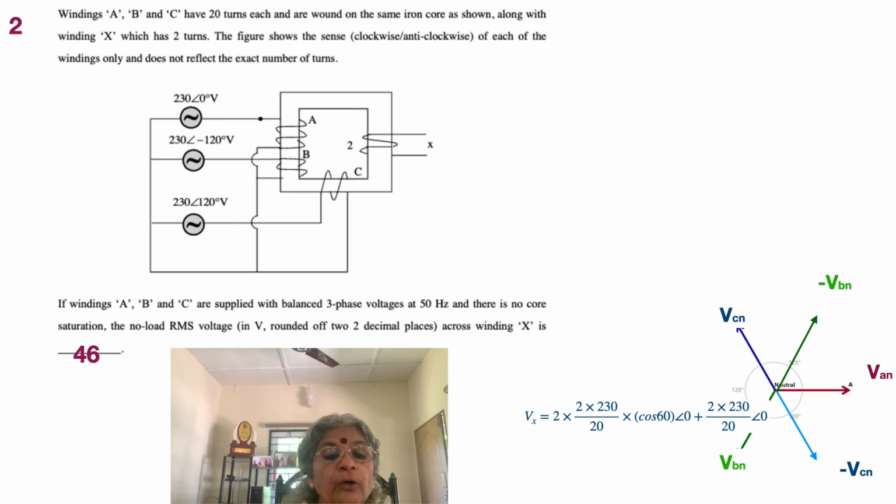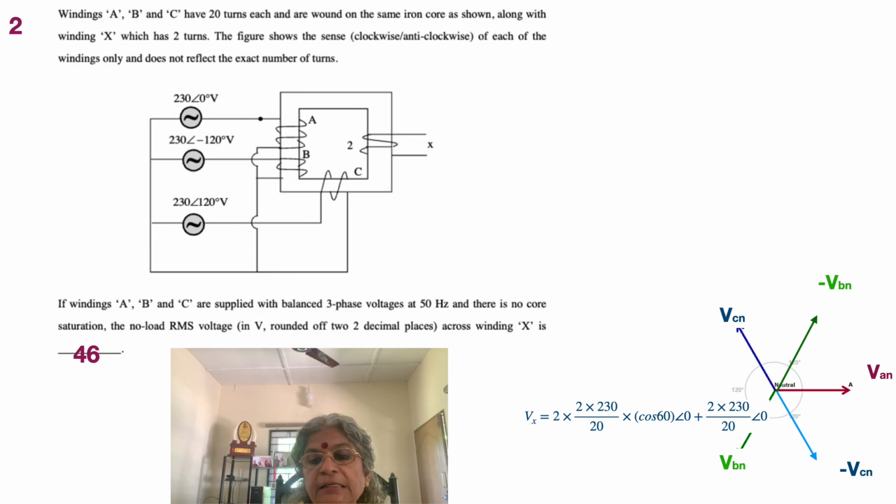The given voltages are RMS values, and they are the phase voltages, because each of these coils is connected across the phase and the neutral. The question asks for the no-load RMS voltage in volts, rounded off to 2 decimal places, across winding X. So how do we proceed? Of course, we need to understand what is happening there.